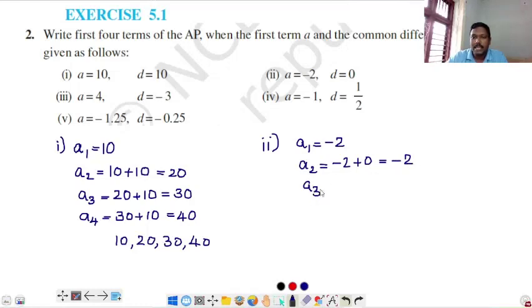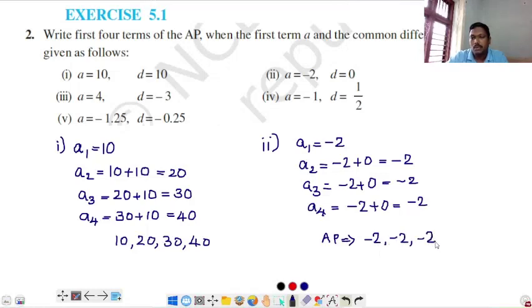Now A3 will be this minus 2 plus, again you have to add the common difference 0, you will get minus 2. And A4 is equal to, again we have to add with A3. A3 is minus 2. So minus 2 plus 0 is equal to how much you will get? It's equal to minus 2. So the first four terms of the AP will be negative 2, negative 2, negative 2, negative 2. Okay, so these will be the first four terms of this AP.